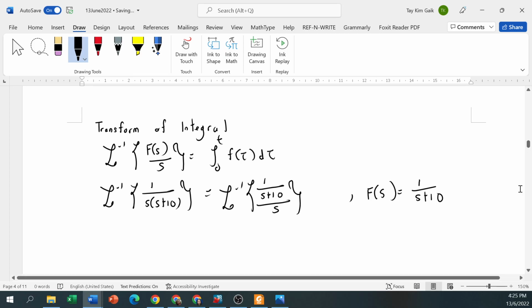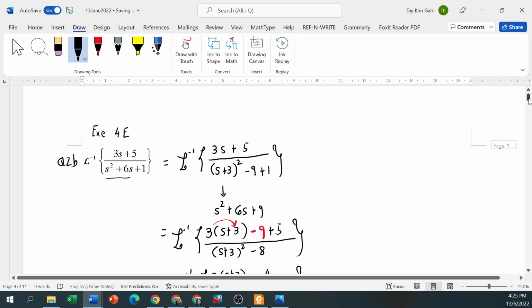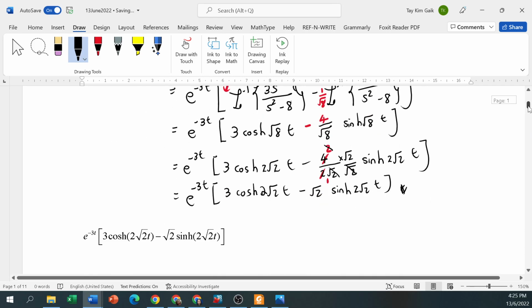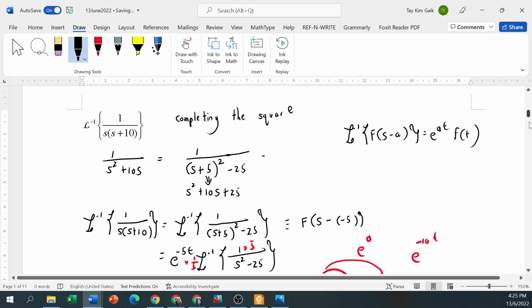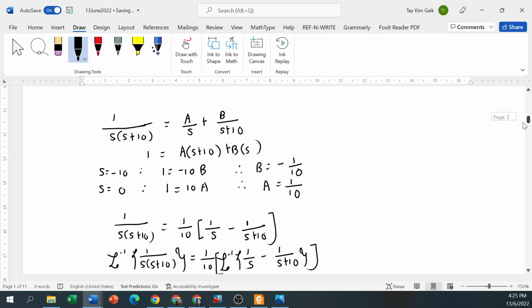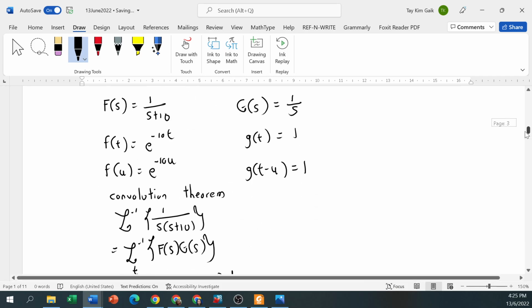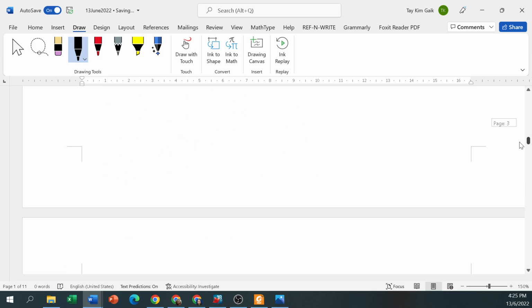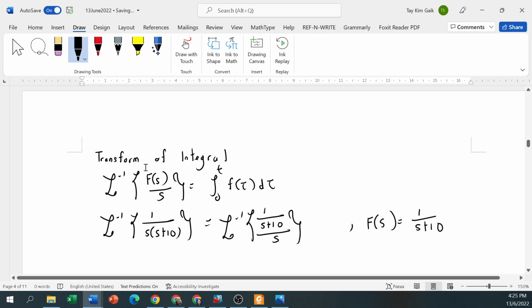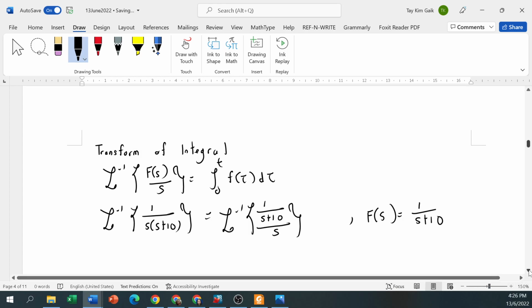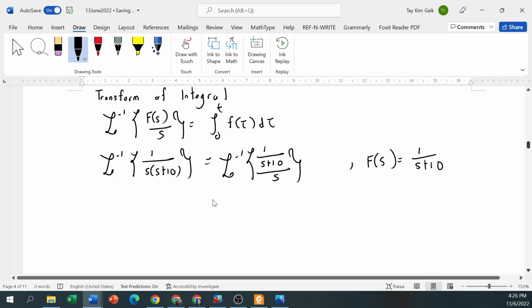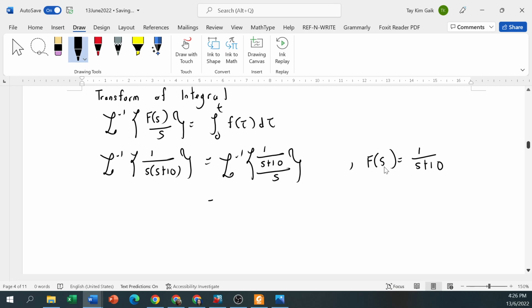Besides completing the square, which normally we solve using partial fractions, we can also solve it using the convolution theorem. And this one can also be rewritten as F(s) over s, so you can also solve it using transform of integral. So for F(s), you will get your f(t): the inverse Laplace of 1 over s plus 10 gives e^(negative 10t).